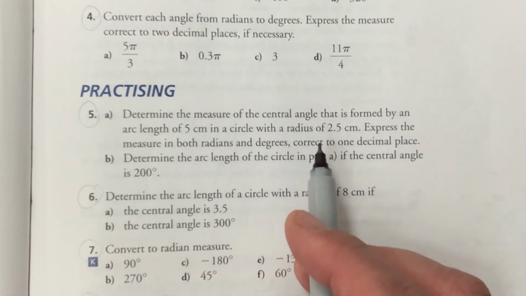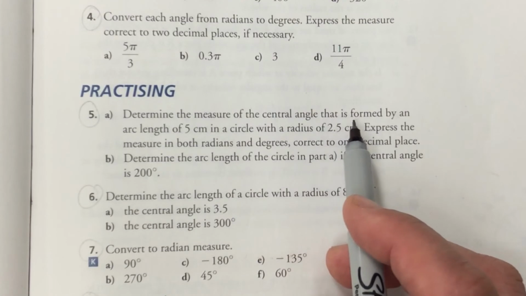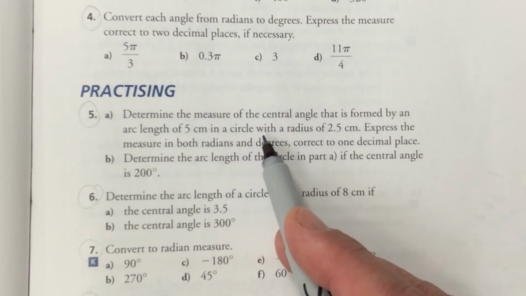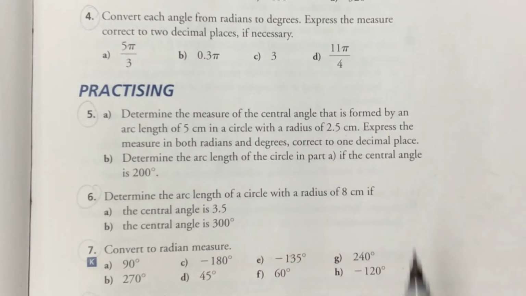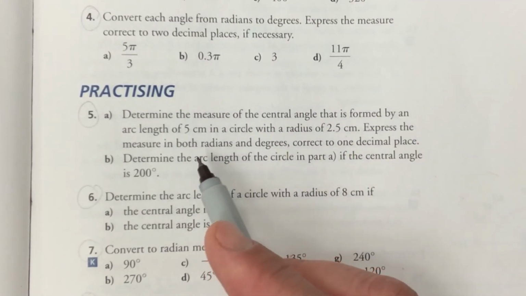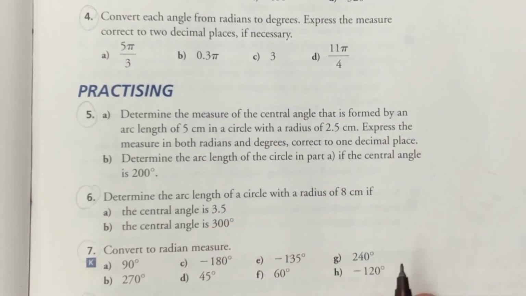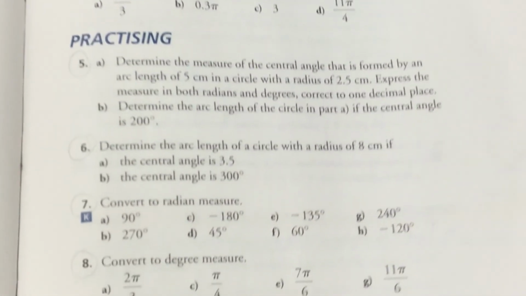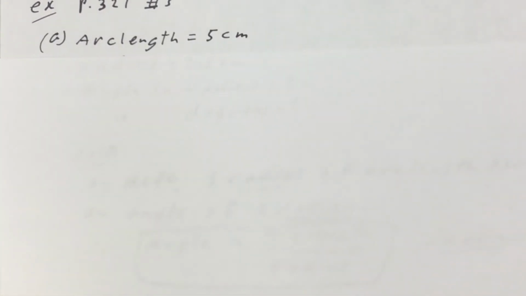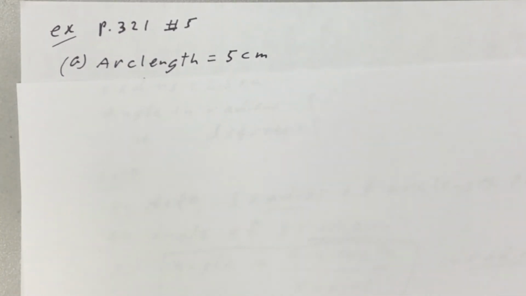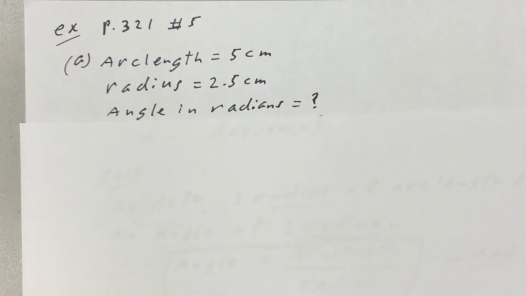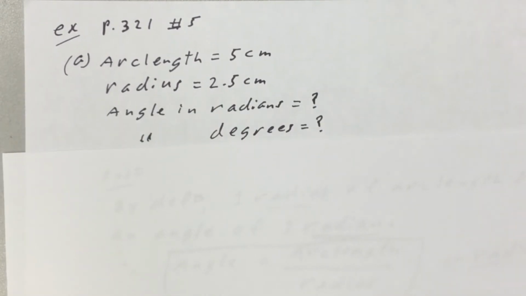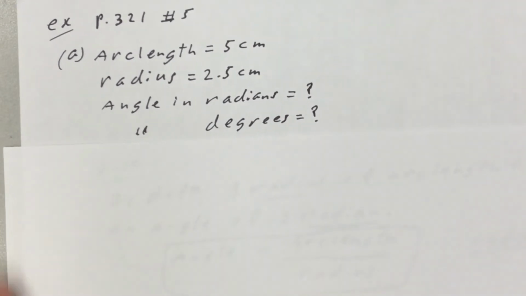So determine the measure of central angle, so it's at the center of the circle, that is formed by an arc length of 5 centimeters in a circle with radius 2.5 centimeters. And you want the answer in both radians and degrees correct to 1 decimal place. All right, let's take a look at this. The arc length is 5 centimeters. That's what we know. And the radius is 2.5 centimeters. And so we want to know what the angle is in radians and what the angle is in degrees.